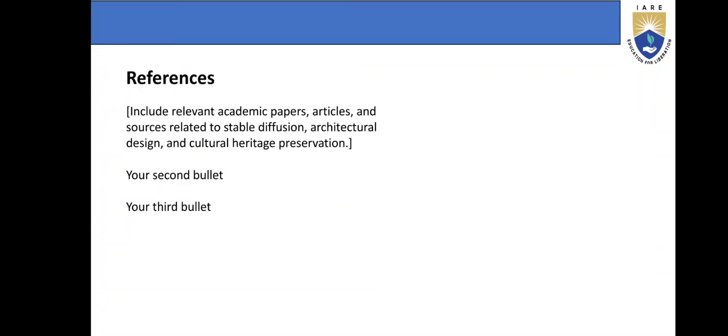References include relevant academic papers, articles, and sources related to stable diffusion in architectural design and cultural heritage preservation.